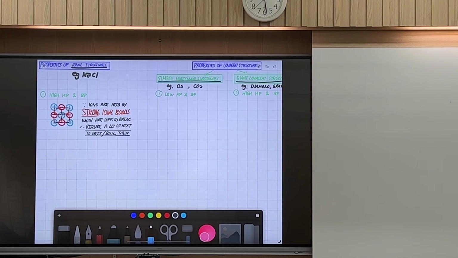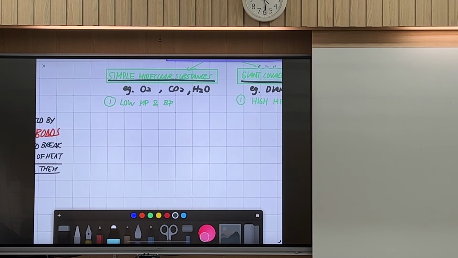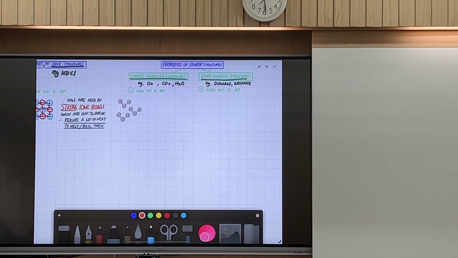What about simple molecular substance? Let me also add water in here. When you boil water, what does water become? Does water become H and O atoms, or does water become steam? Steam. What does it show? It shows that when you boil something with a simple molecular structure, are you breaking the strong covalent bonds, or are you just breaking the intermolecular forces? Breaking the intermolecular forces.